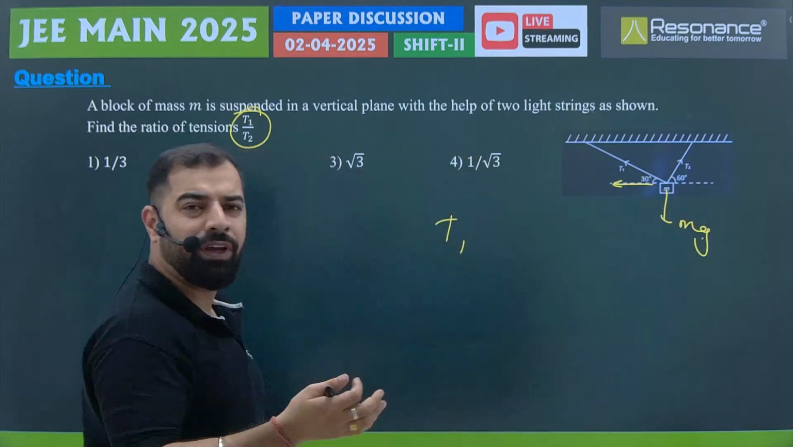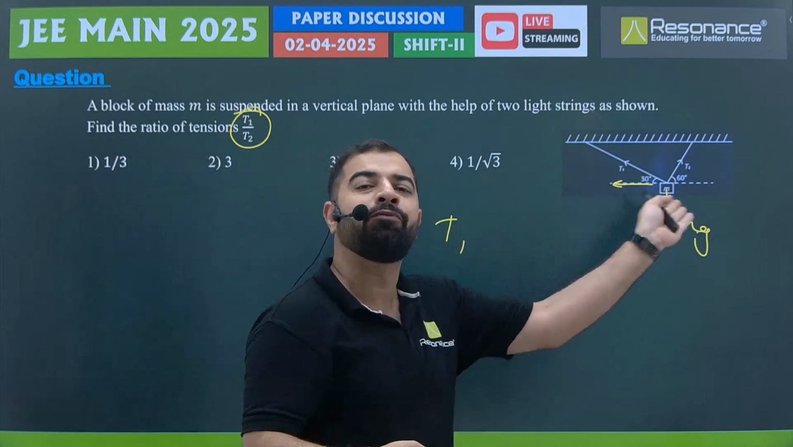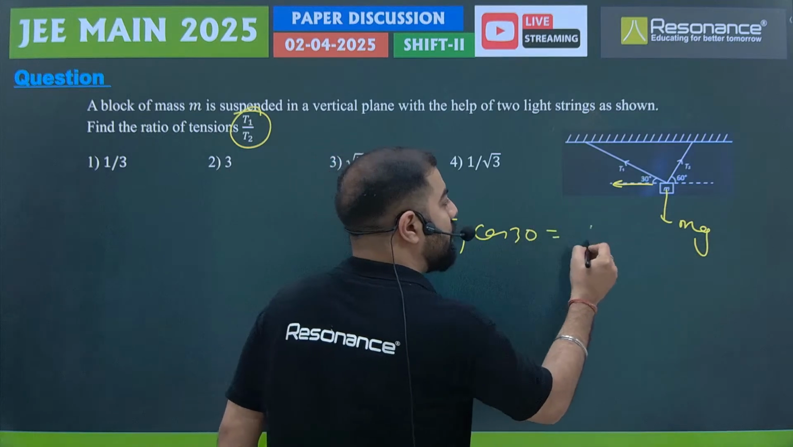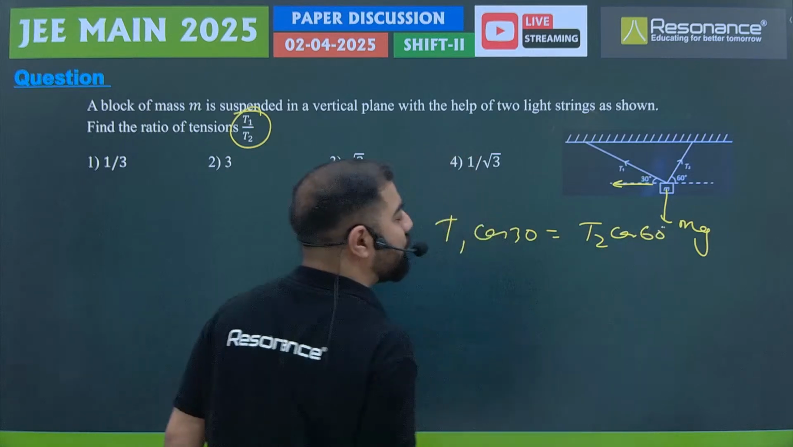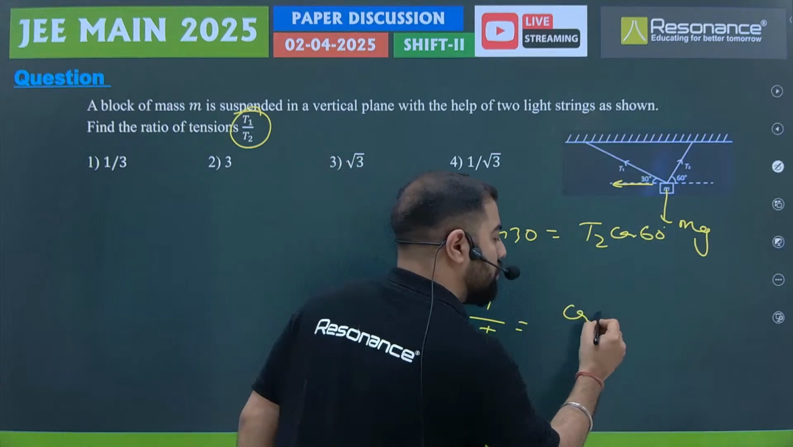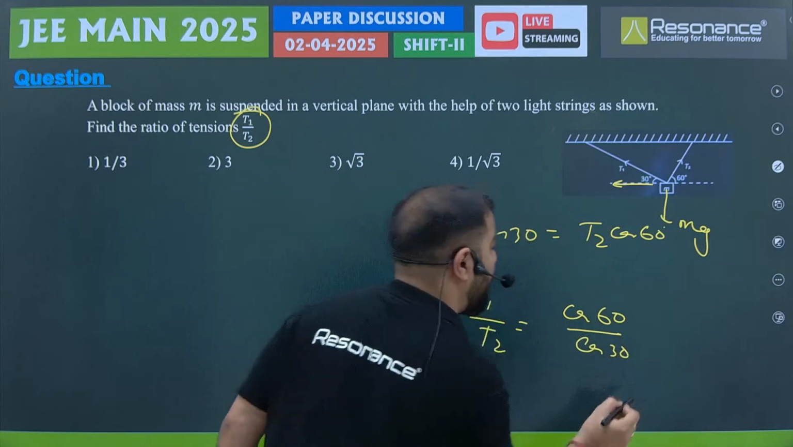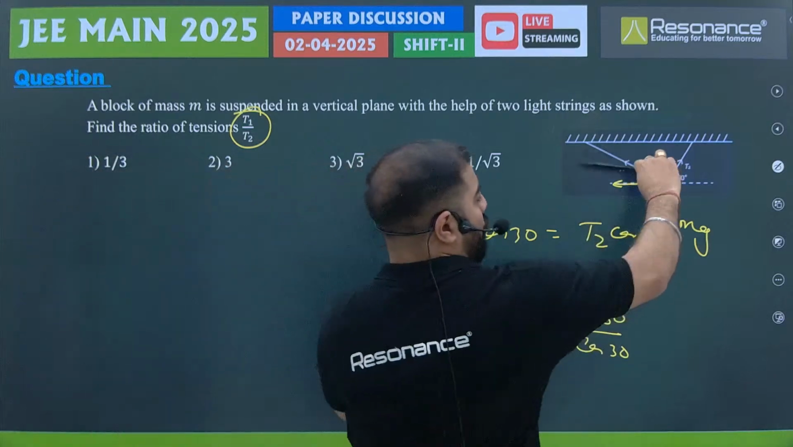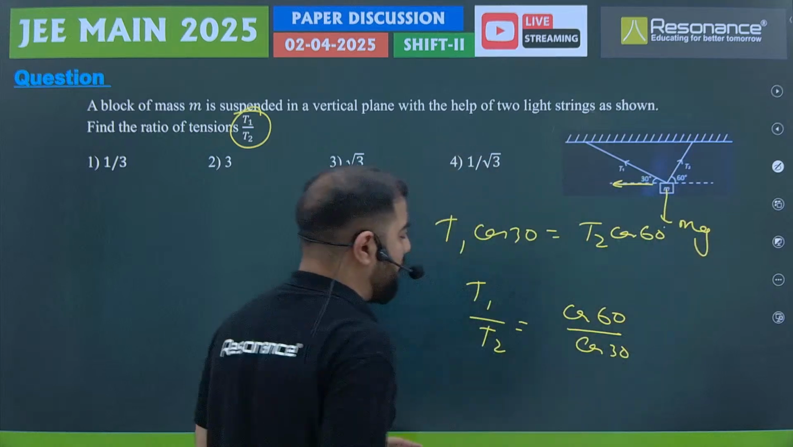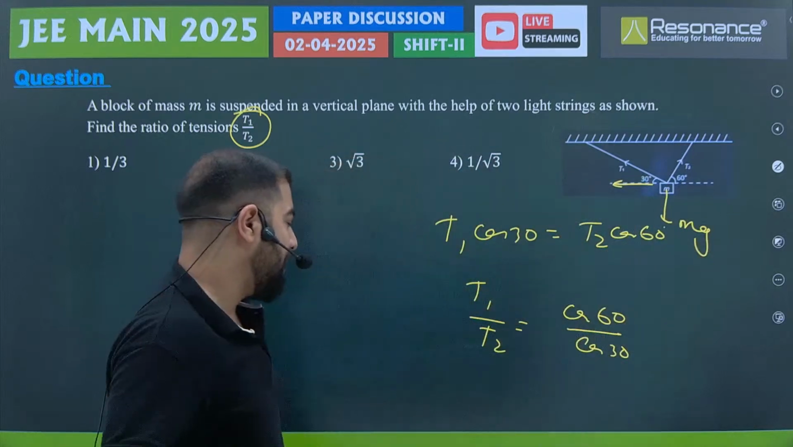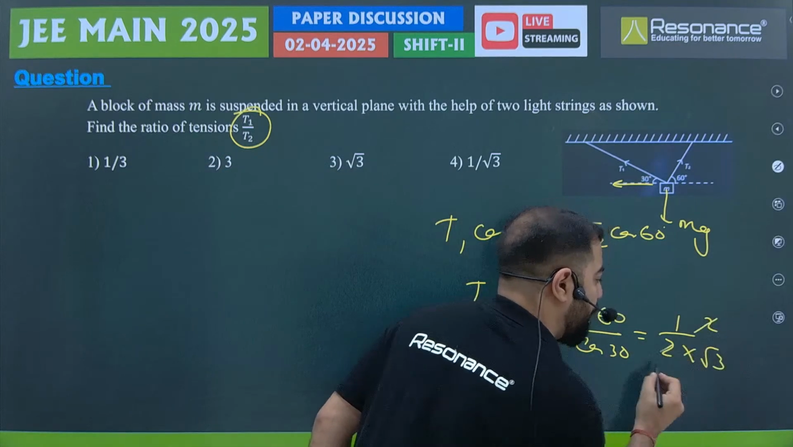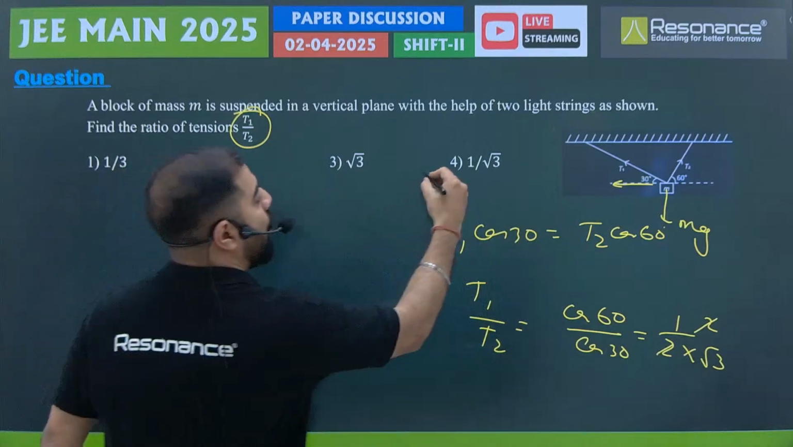Or straight away we know that this block is in equilibrium. So net force along x must be 0. So T1 cos 30 equals T2 cos 60. Yes or no? So T1 by T2 is cos 60 by cos 30. T1 cos 30 is the horizontal component and T2 cos 60 is the horizontal component. They both must be equal. The value of cos 60 is half. This is like root 3 by 2. 2 to cancel. 1 by root 3 is the answer. So 1 by root 3, option number 4.